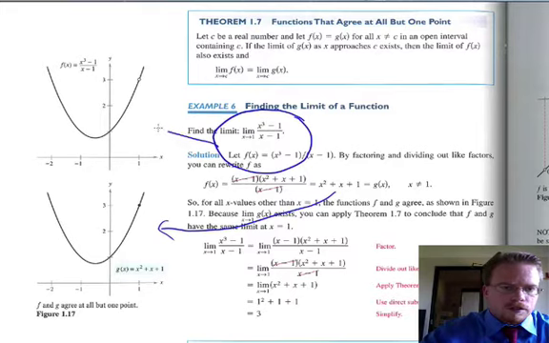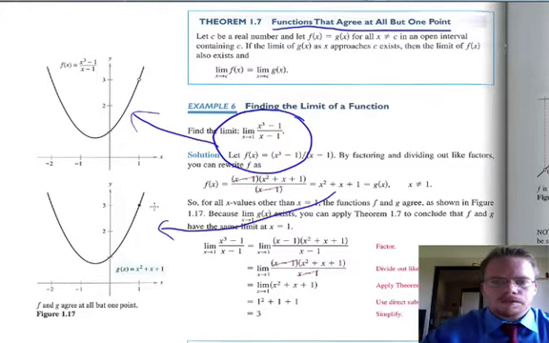Here's the equation of this rational function, and you can see that you can take this one and put it perfectly on top of that one. These are called functions that agree at all but one point, because the only way that they differ is this rational function is undefined at that one point, and then this parabola fills in that one point for it. So it turns out that these functions are actually pretty useful for finding limits.